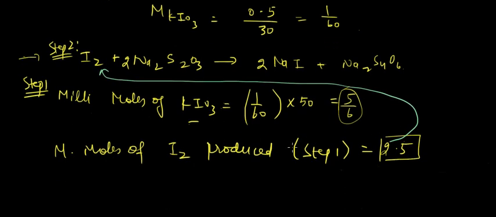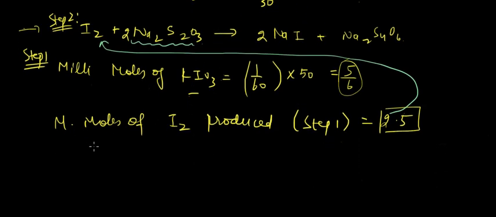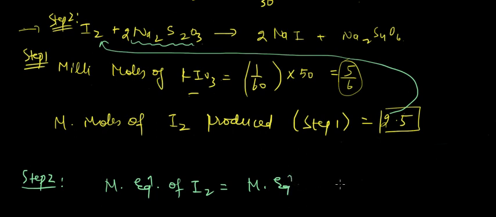Okay, so we have to calculate the volume of Na2S2O3 which is required in the titration. So in this titration for step 2, we can say that milliequivalent of I2 reacted would be equal to milliequivalent of Na2S2O3 reacted.